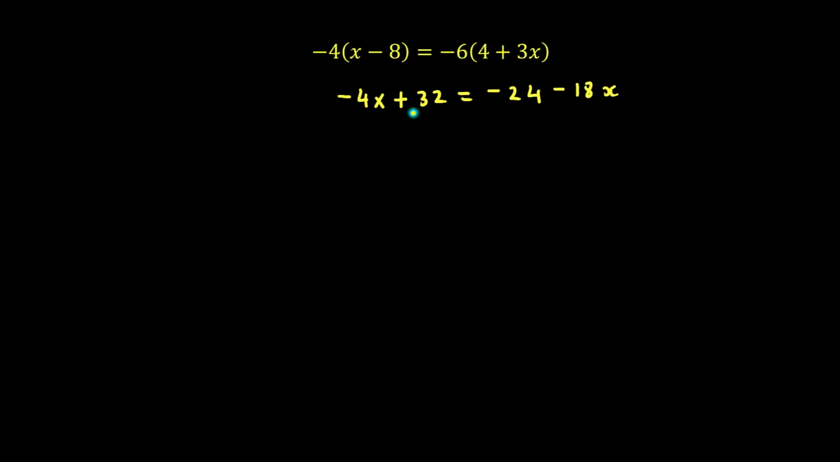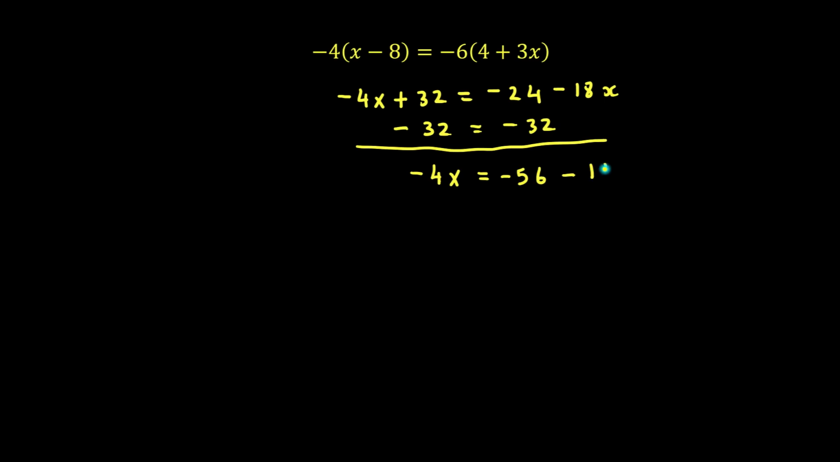18x. Now what I need to do here is deal with the 32 first. So I need to subtract 32 from both sides. If I go ahead and do that, I'll be left with negative 4x on this side, and that's equal to, so what I need to do is just add them up. So that would be minus 56 minus 18x.